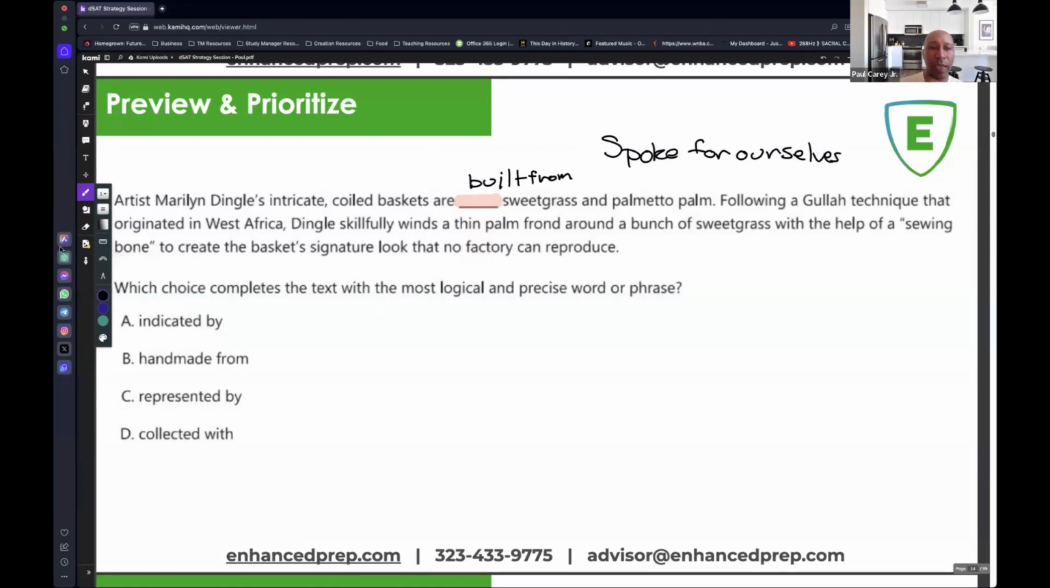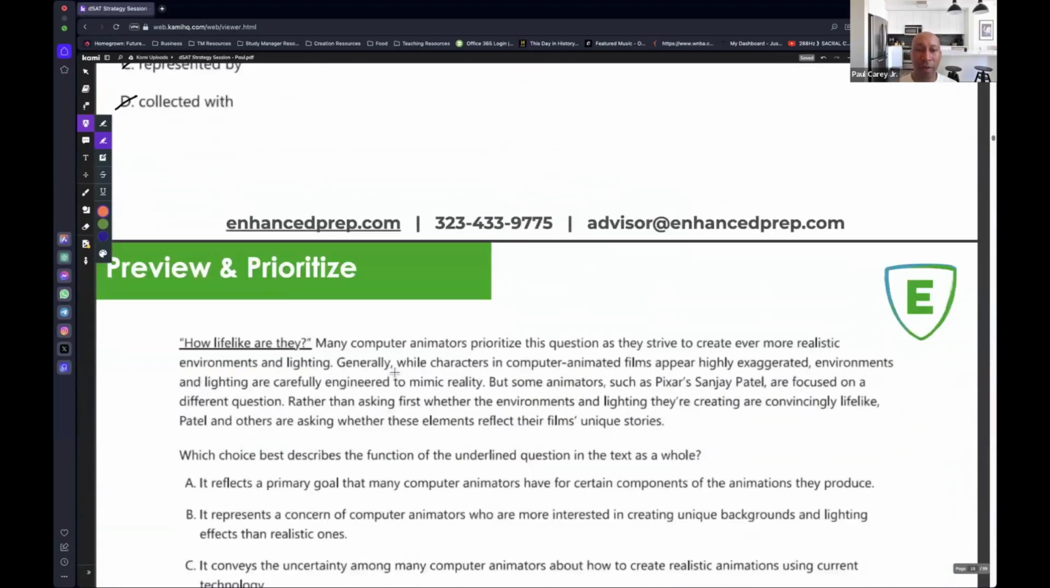And now what we can do is get rid of answer choices that don't work with what we said. So indicated by, that doesn't really sound good. Handmade from, that's kind of like built from. Represented by, not necessarily built from, and collected with, again, not necessarily built from. So just by doing that, we don't have to worry about getting caught up with all these different answer choices, because we already know what we think it's going to be, right? So this is one of those strategies that can help us out. And we see that this problem doesn't necessarily take as much time, but let's check out another problem.